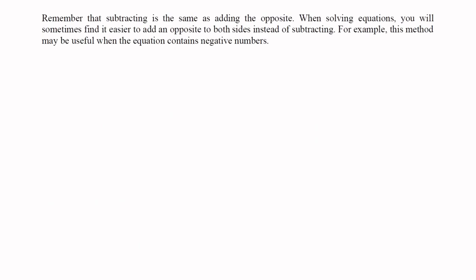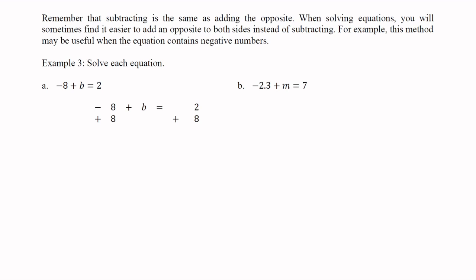Remember that subtracting is the same as adding the opposite. When solving equations, you will sometimes find it easier to add an opposite to both sides instead of subtracting. For example, this method may be useful when the equation contains negative numbers. So, in example A here, we've got negative 8 plus b equals 2. Well, we can add 8 to each side, and that's going to give us b equals 10. 2 plus 8 equals 10 on the right-hand side.